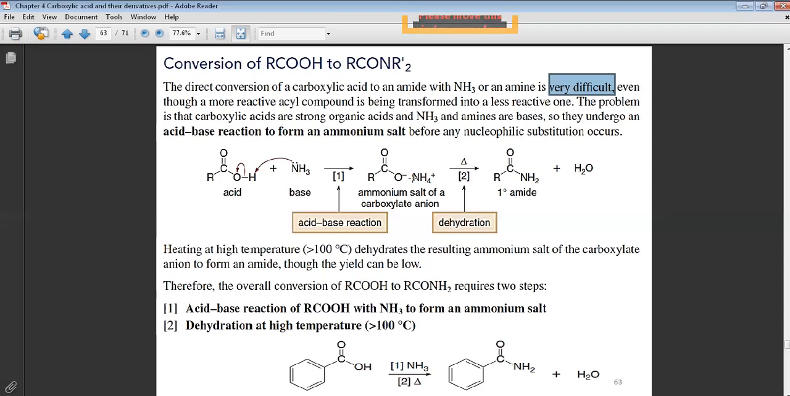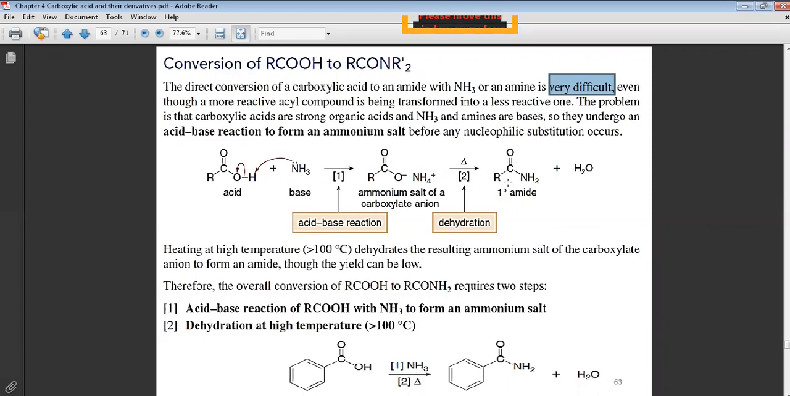We said why it is difficult: because the reaction between the carboxylic acid and the ammonia will undergo an acid-base reaction to form an ammonium salt, and the ammonium salt will be formed before any substitution reaction. We don't have a substitution reaction here, just an acid-base reaction.